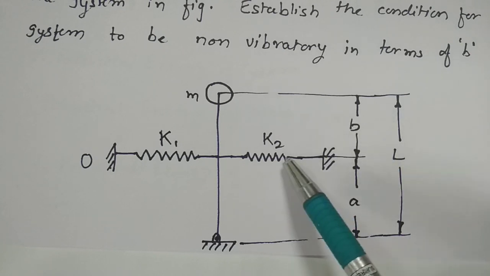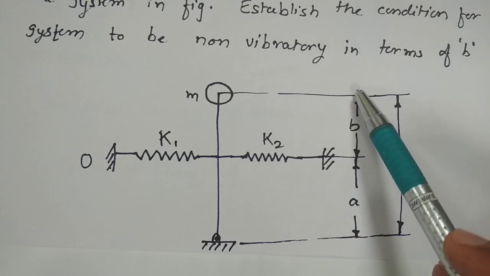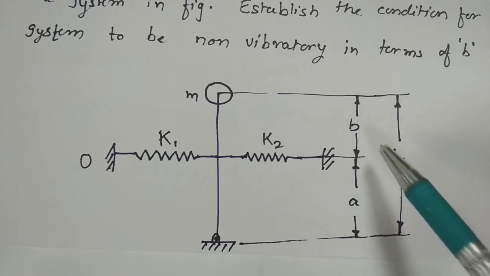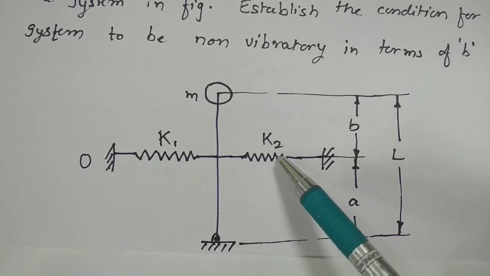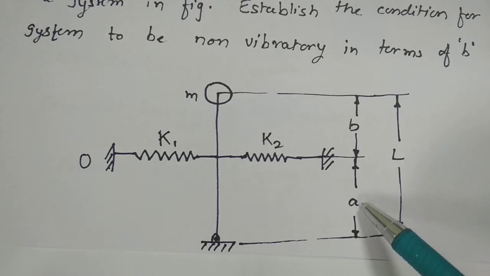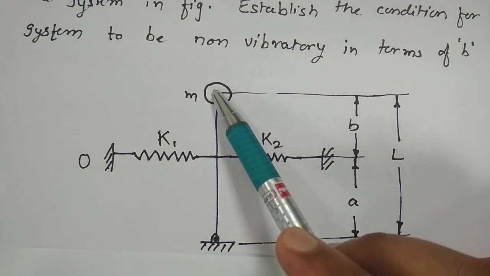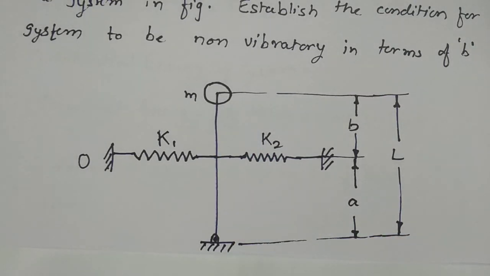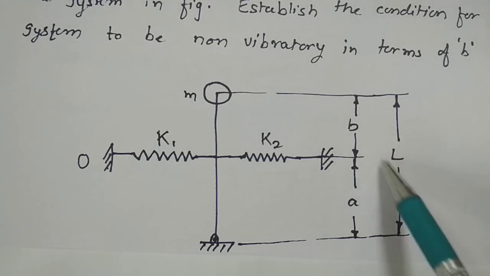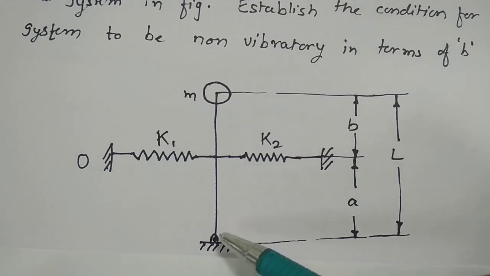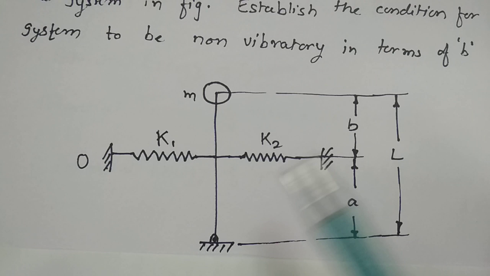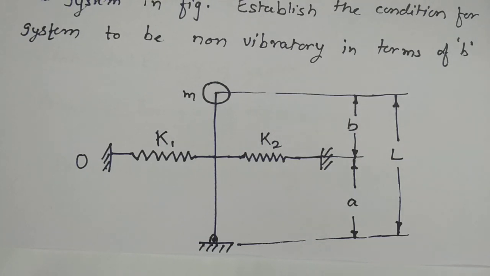The distance between the springs and the mass is small b, and from the hinge to the spring support the distance is a. The complete length of the supporting rod for the mass m is L. I hope everybody got a clear view. Now we have to find the mode of vibration.